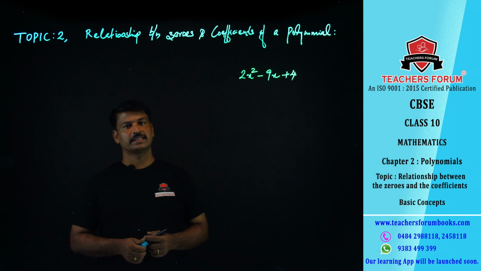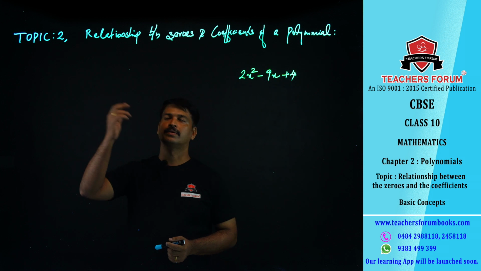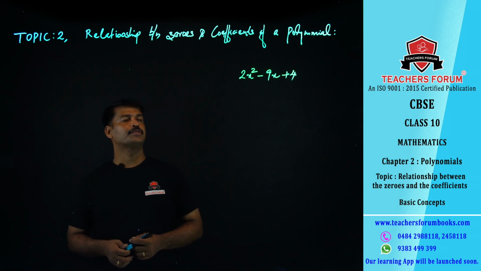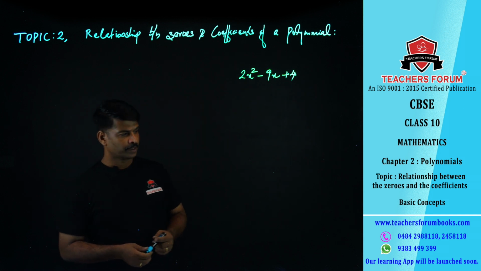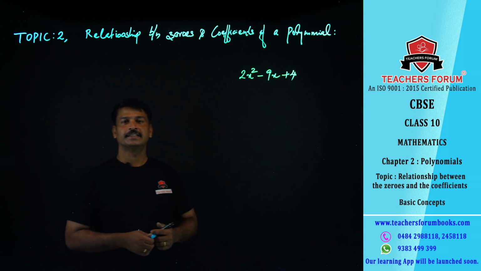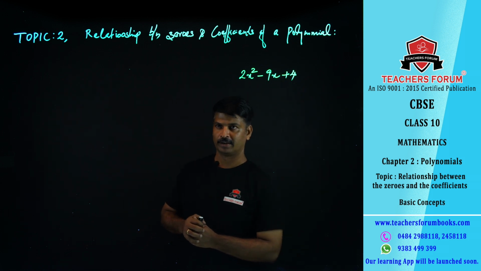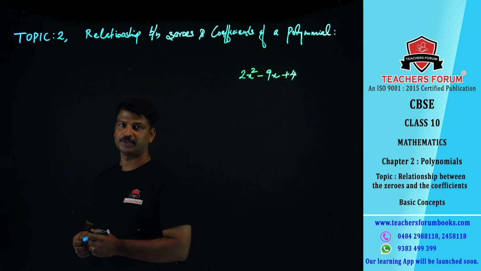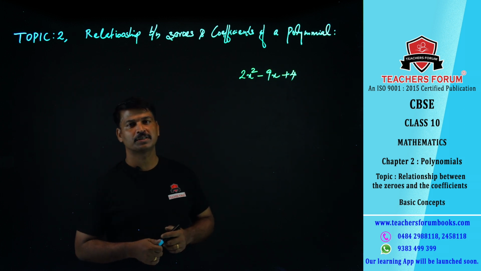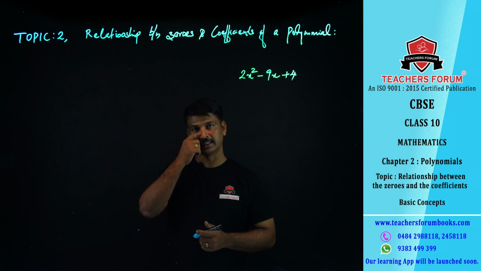Now we are going to discuss the next topic from the chapter polynomial. The topic is relationship between zeros and coefficients of a polynomial. In 9th class, that is in the last year, you have learned how to factorize a quadratic polynomial by splitting the middle term, isn't it? Now let us find the zeros of a quadratic polynomial using the splitting the middle term method.